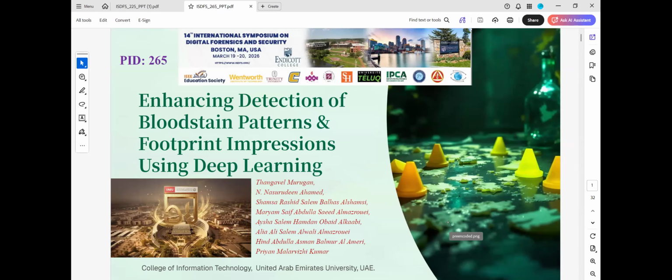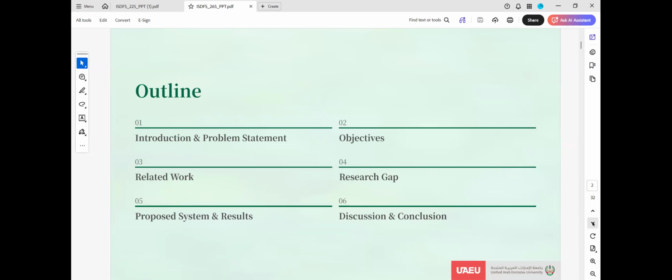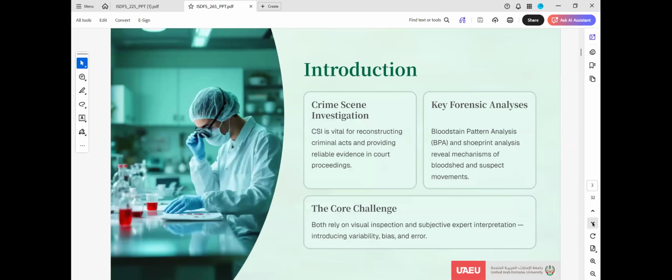Our paper title is Enhancing Detection of Bloodstain Patterns and Footprint Impression Using Deep Learning. So again, I'm very happy to present this paper on behalf of my team. Due to the time constraints, this is my outline. Our aim is crime scene investigation.